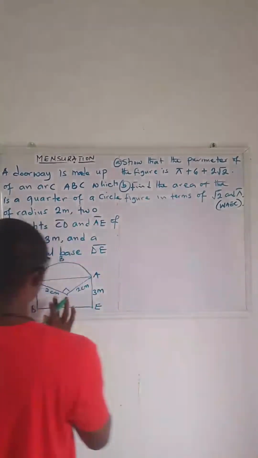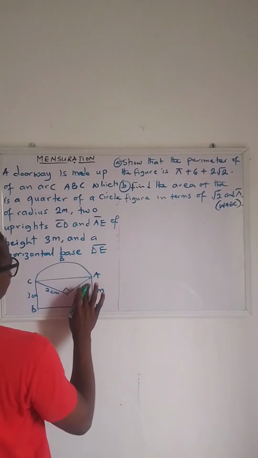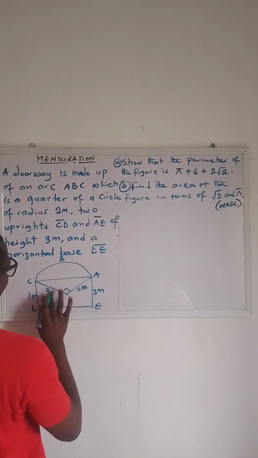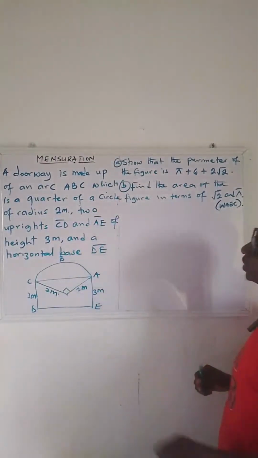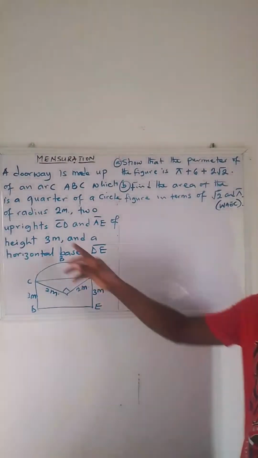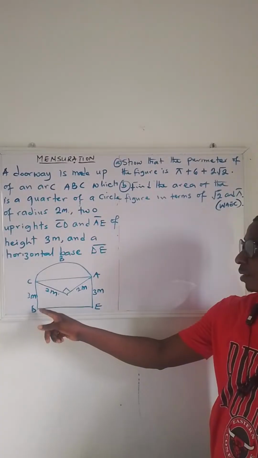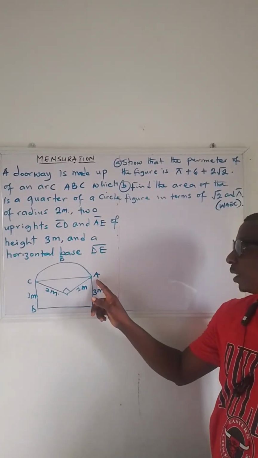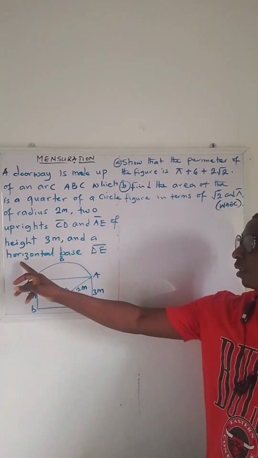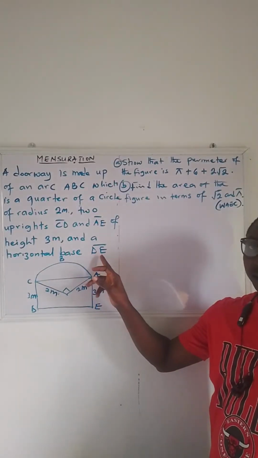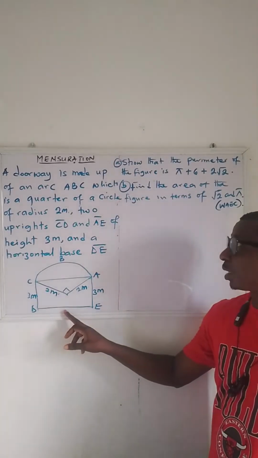meters. I think this should be in centimeter, no, if this is meter, I think this is meter as well. So we have it in meters here. Two uprights CD and AE, 3 centimeter each, and a horizontal base DE. The dimension of the horizontal base is not given.